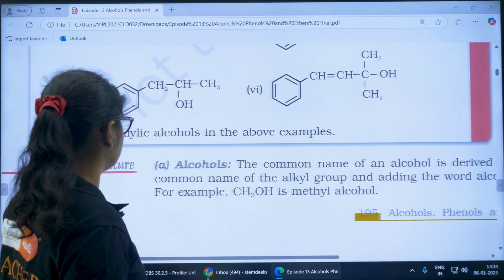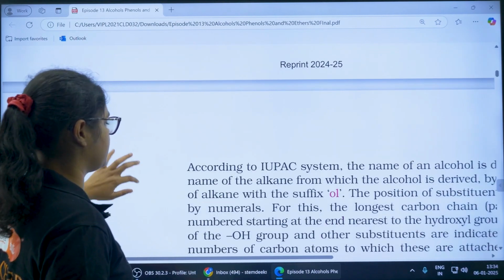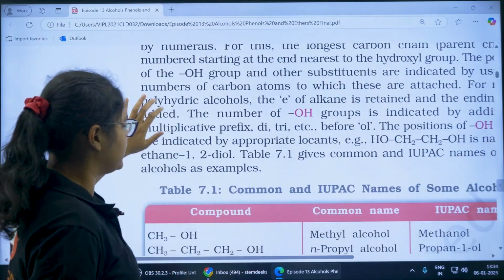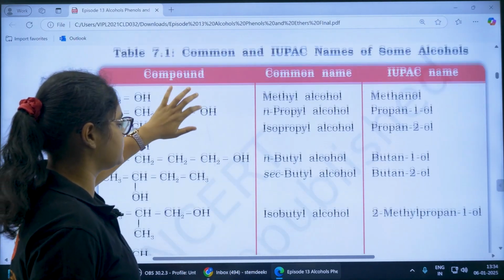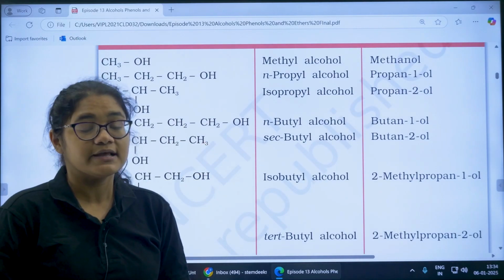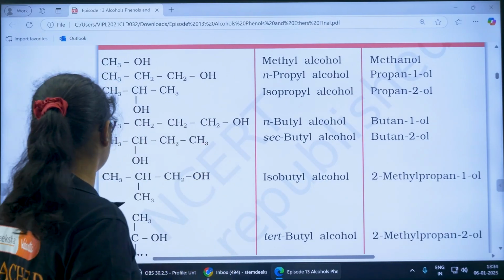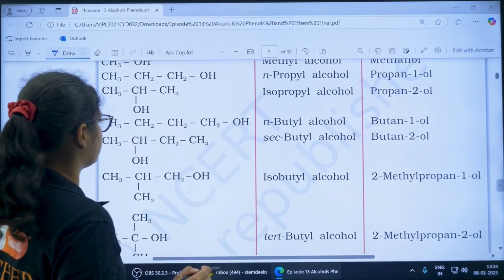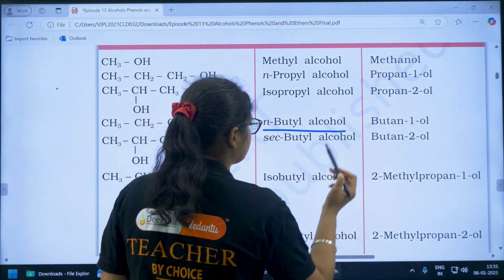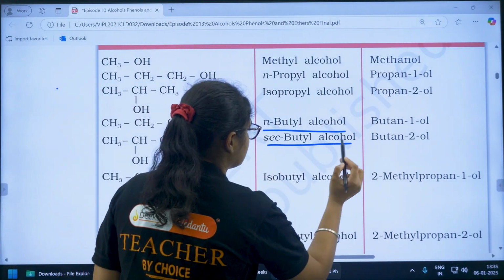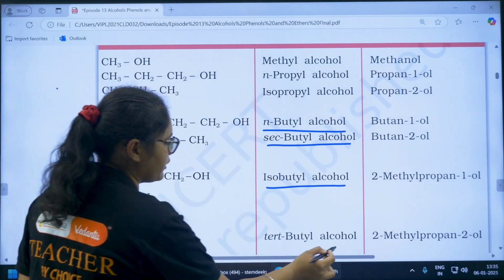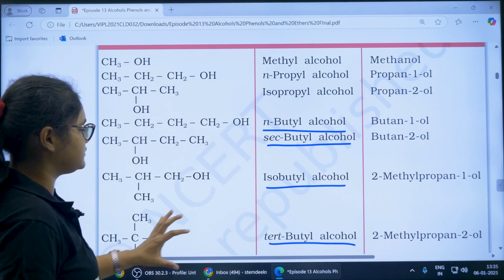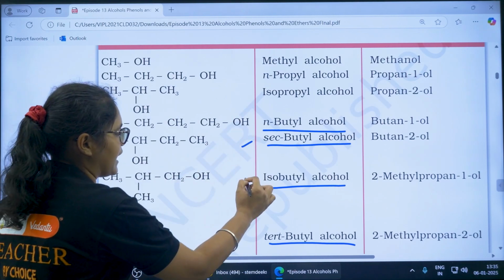Okay, moving forward, nomenclature. You should prepare the nomenclature, and you should know the suffix OL is used in the case of nomenclature. Next, the general rules of nomenclature are used, but here are the things you should know. Some common names are very important, so I'll be highlighting those. So first one is n-butyl alcohol, the structure, then secondary butyl alcohol, isobutyl alcohol and tert-butyl alcohol. Okay, so please make sure that you understand their structures properly, especially the secondary and isobutyl.